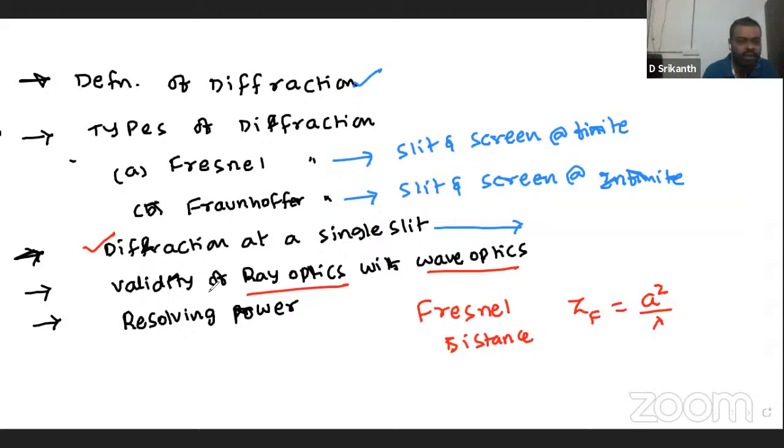In order to have the validity of ray optics in wave optics, the slit width must be very small compared to the wavelength. So a square by lambda must be very much less than 1. That is the condition.